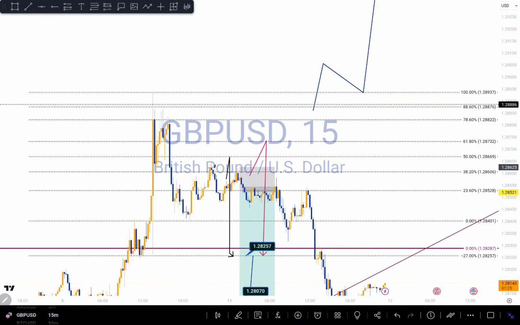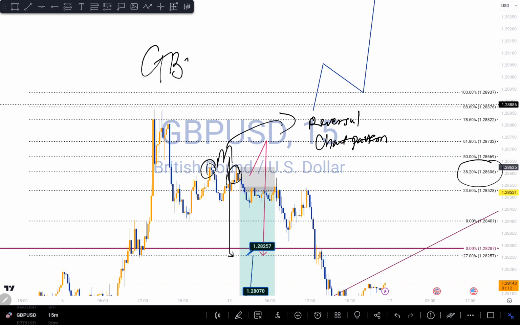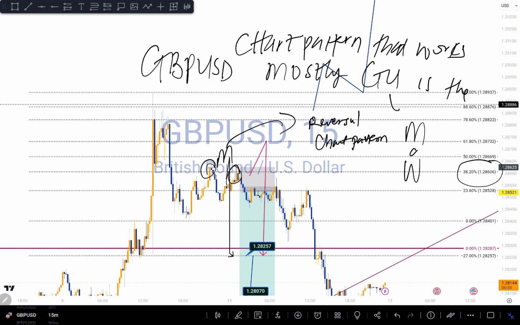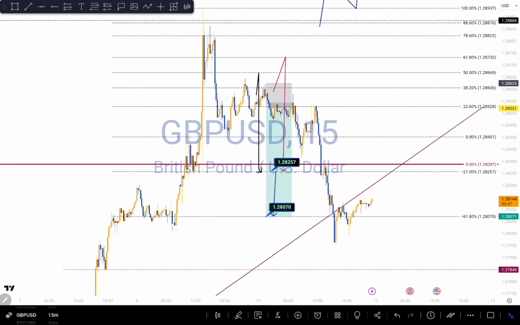So we can see that we rejected around that area multiple times, right? It gave me the M pattern, which is a reversal pattern, just in case for those that don't know, that's a chart pattern. And I've said in some of my videos that analyze GU that the chart patterns that work mostly for GU are the M and W patterns. So these two patterns are really good patterns for you to look out for when you're trading GU. To be honest, it works beautifully well.